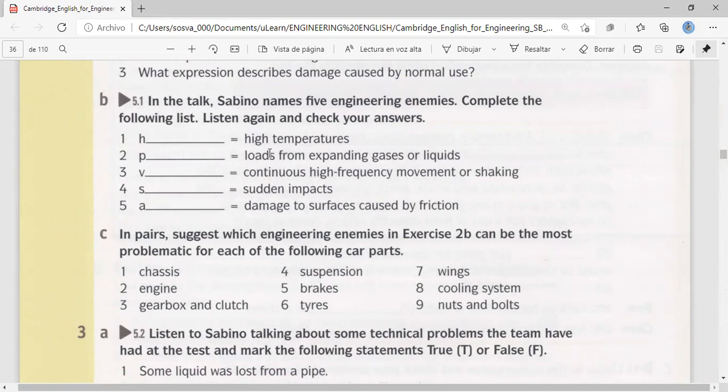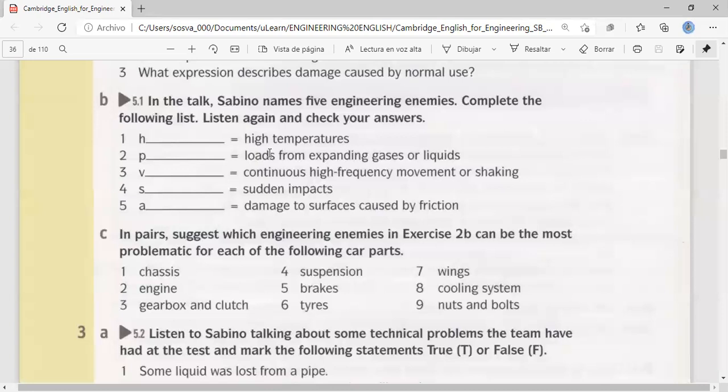It's similar to the clutch. And the tires, number 6, is the same: abrasion, because of the friction with the floor, with the pavement. And what about number 7, the wings?